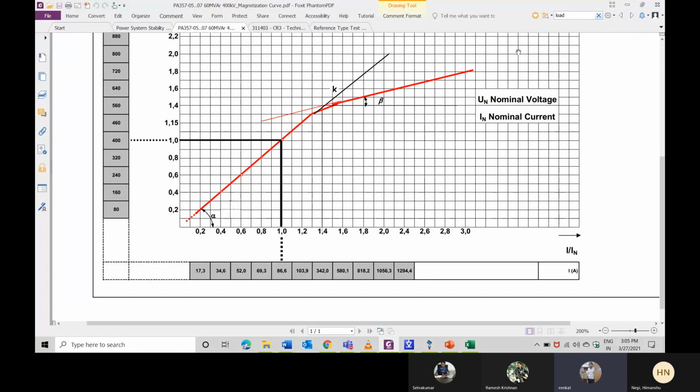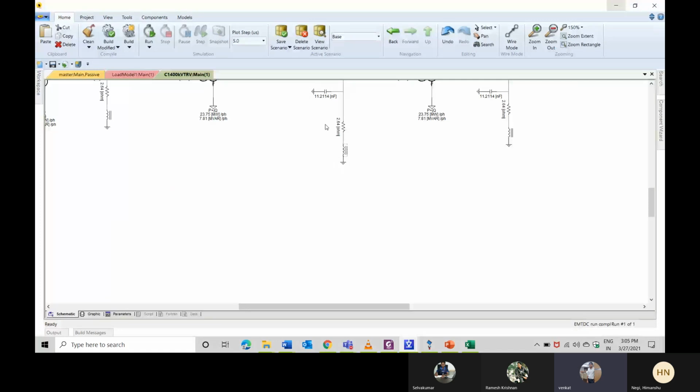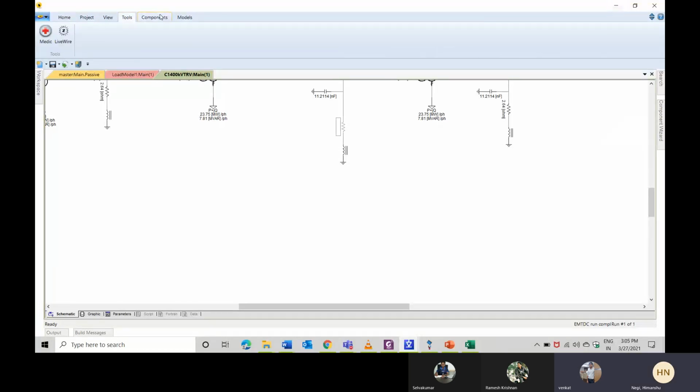This is how we have to model the reactor. As I said, this is nothing but the coil resistance. I have to model it in parallel to this. I'll show you.